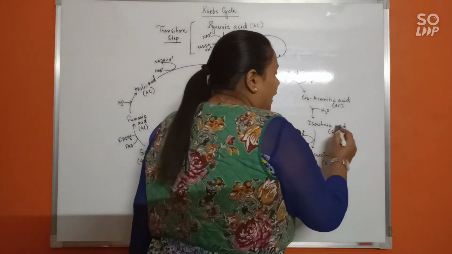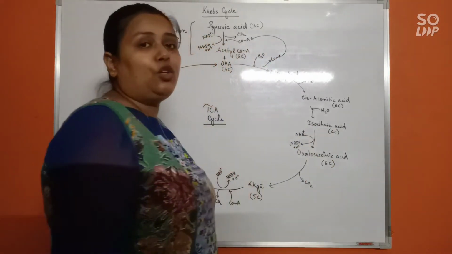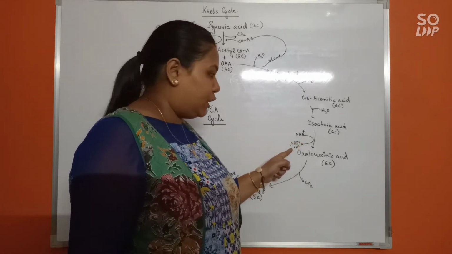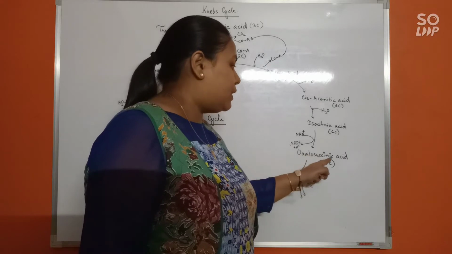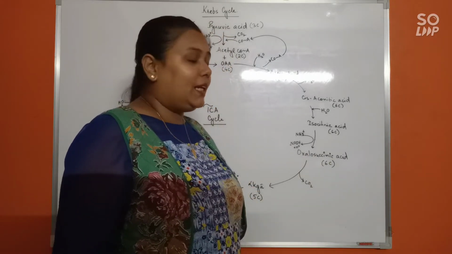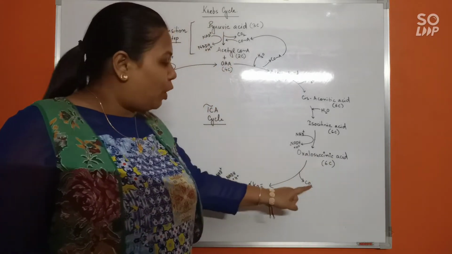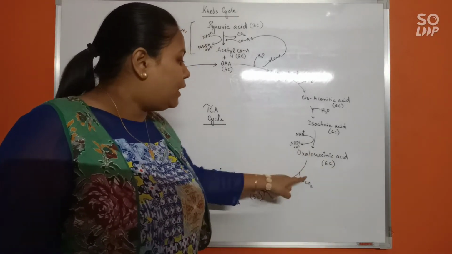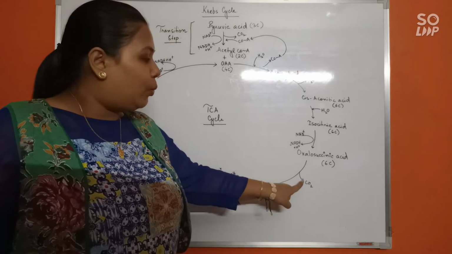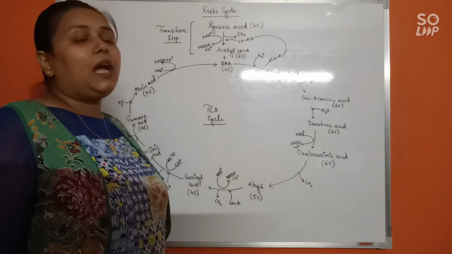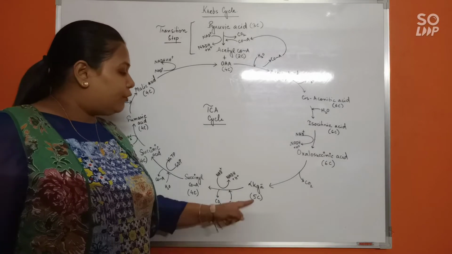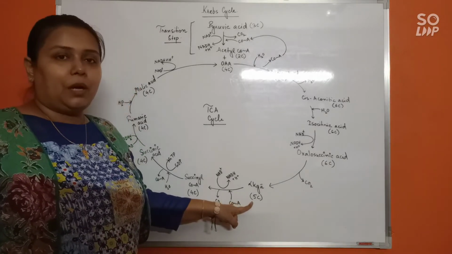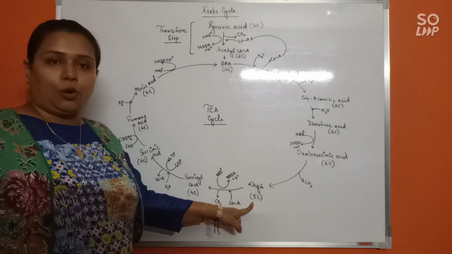Now, isocitric acid undergoes a dehydrogenation step where NAD plus becomes NADH plus H plus, giving rise to oxalosuccinic acid. Now finally we have a decarboxylation step that is coming up. Oxalosuccinic acid undergoes a decarboxylation step where a carbon dioxide is lost, forming alpha ketoglutaric acid, and of course you know that alpha ketoglutaric acid will be a 5 carbon compound. So 1 carbon has been lost, right?